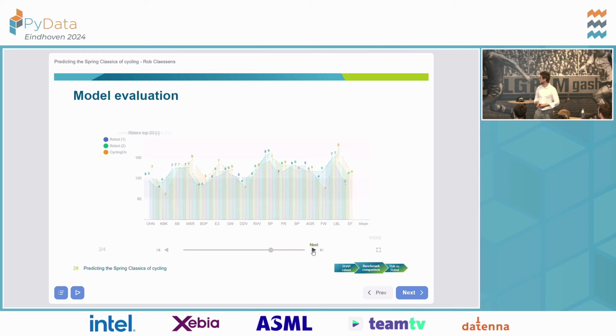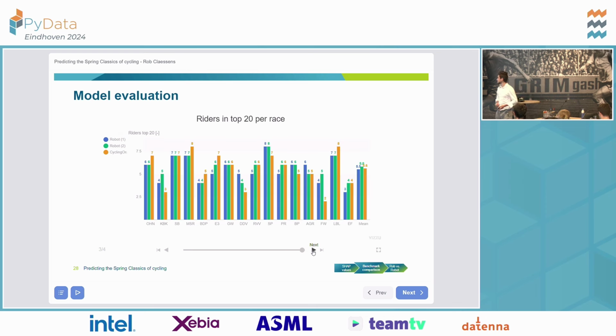Maybe lastly, I also looked at my top 10 predicted riders that actually finished top 20, and there you see that by a small margin, my fine-tuned model won. So, I need to show that, right? But the differences are quite small, to be honest.